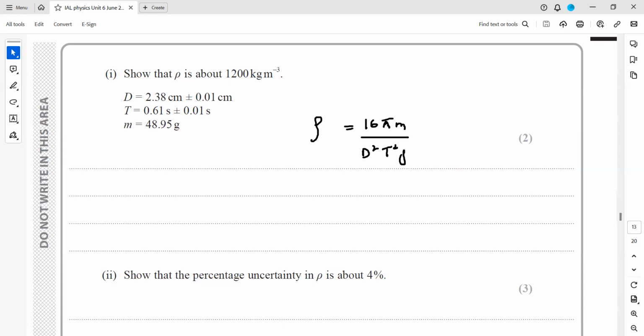Okay. There are two ways to do this question. Look, first we find the percentage uncertainty in each value. Like we'll find the percentage uncertainty in m, in d, and in T. G is the gravity, which is a constant. 16 is constant, pi is constant. So only these three will have percentage uncertainties. So first we work out the percentage uncertainty in each value, and then we add them to get the total. That is one way.